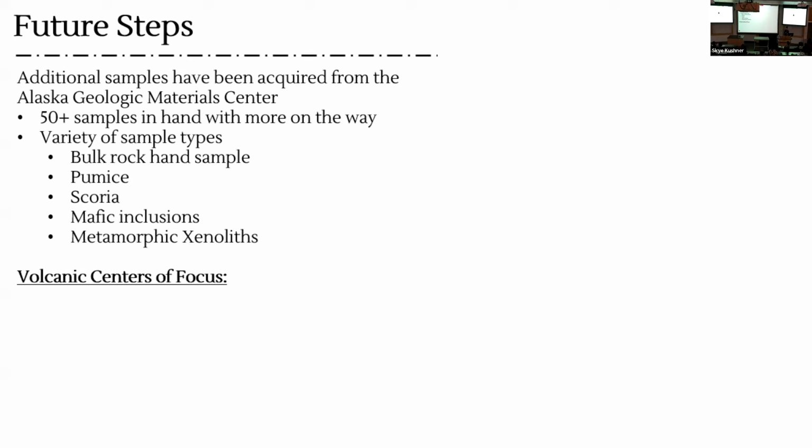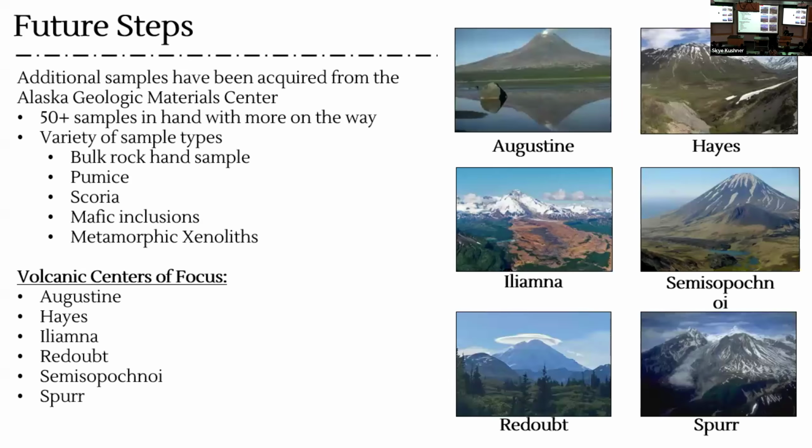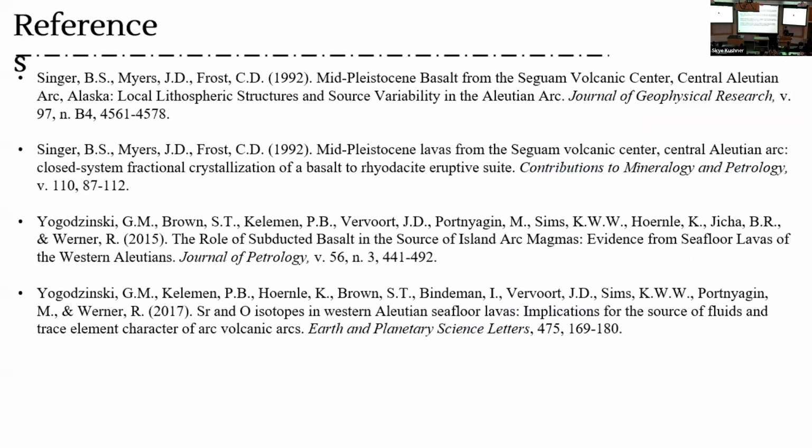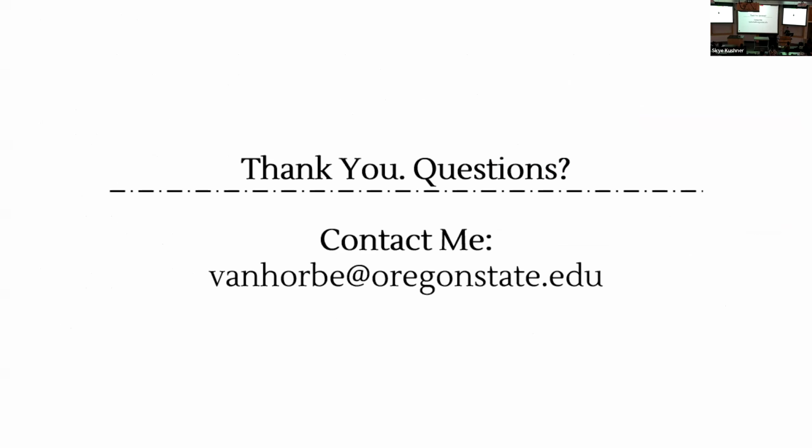I've been focusing on a few volcanic centers to do more in-depth projects, and then I also have enough sample budget to do some smaller, more interesting questions whenever they come up. So I'll be focused on Augustine, Hayes, Iliamna, Redoubt, the Mesopochnoi, and Spurr, and some fun pictures. The ultimate goal of focusing on these particular centers is to ascertain crustal and magma interactions in the Eastern Aleutians. References, short and sweet.